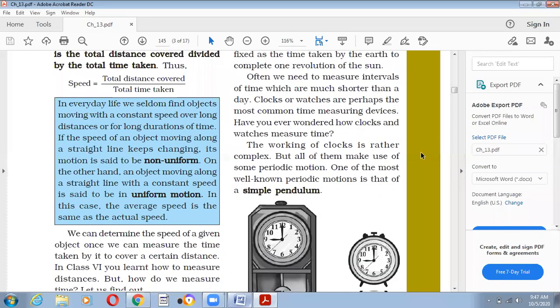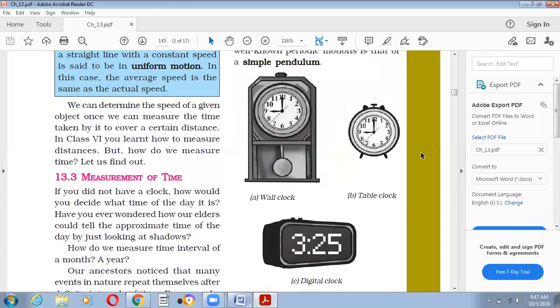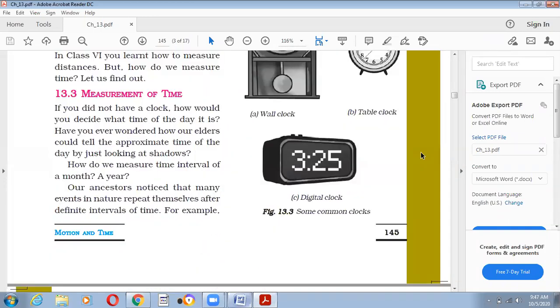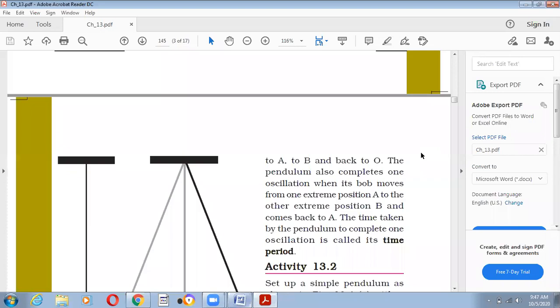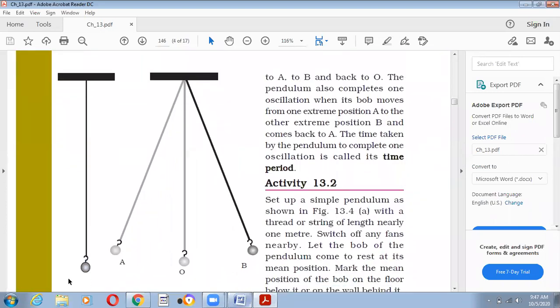So these are the measurements of time: the clock, wall clock, table clock, and the digital clock. Apart from this, we have the pendulum. This is the bob, this is the thread, and this O is the mean position, and A and B are the extreme positions. When the bob is carried to position A and released, it will have an oscillatory motion like this: A to B, then B to A, A to B, B to A. This is oscillation.